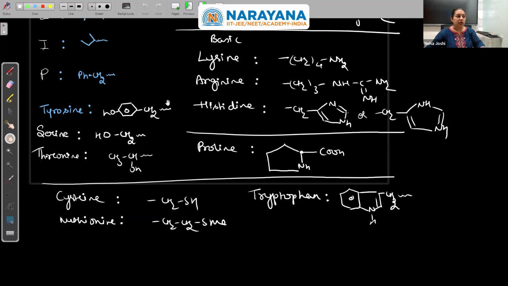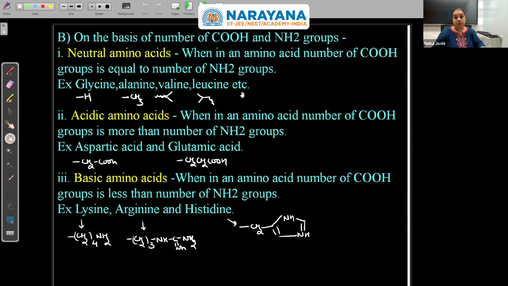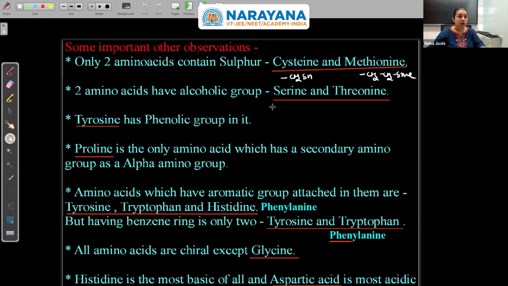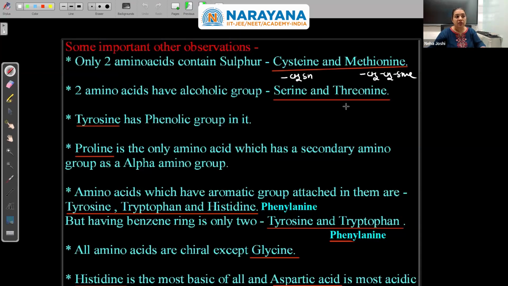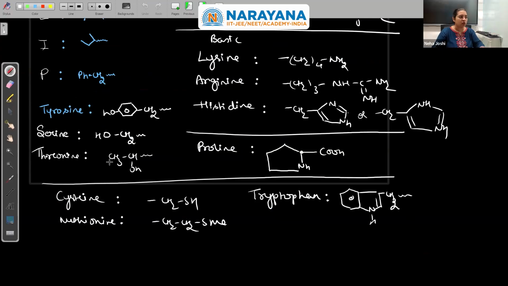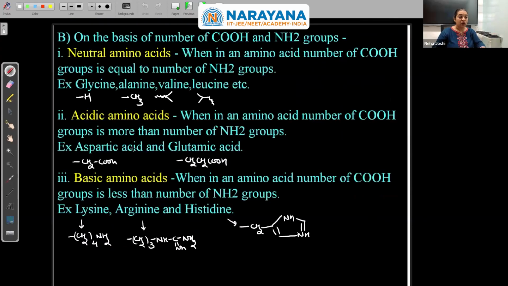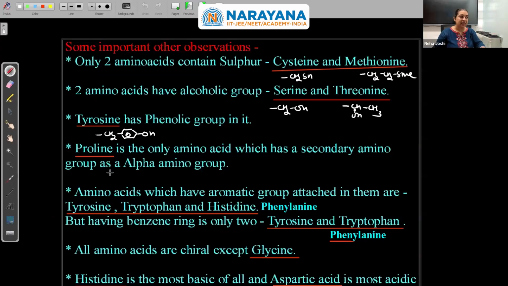Yes, correct. Two amino acids have an alcoholic group. Serine was CH2OH and threonine was CHOH CH3. Phenolic was, we'll go and check all three at once, okay? And phenolic was CH2 and then this type of para position OH. Let's go check. Just two pages back we have to go. Serine was CH2OH, threonine was CHOH CH3 and tyrosine was CH2 and then phenolic. Okay, good.